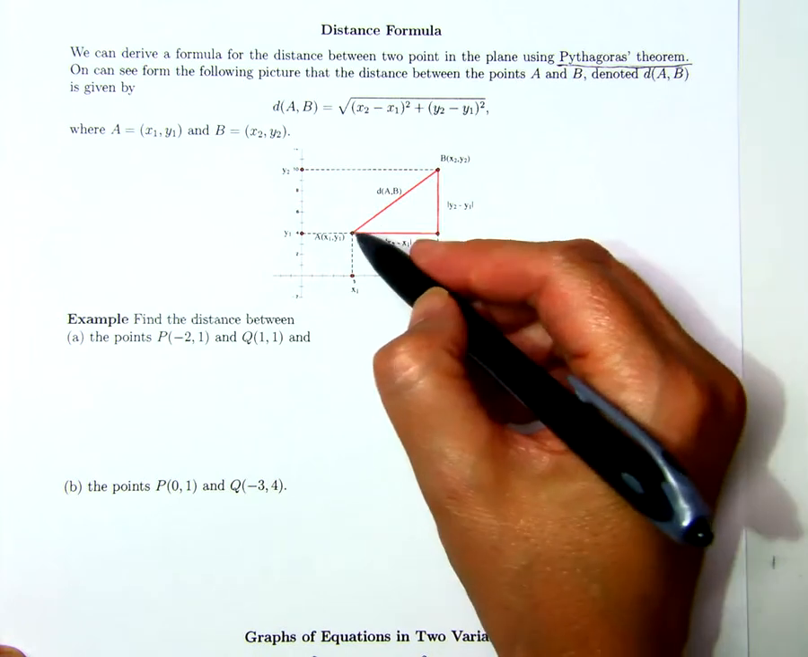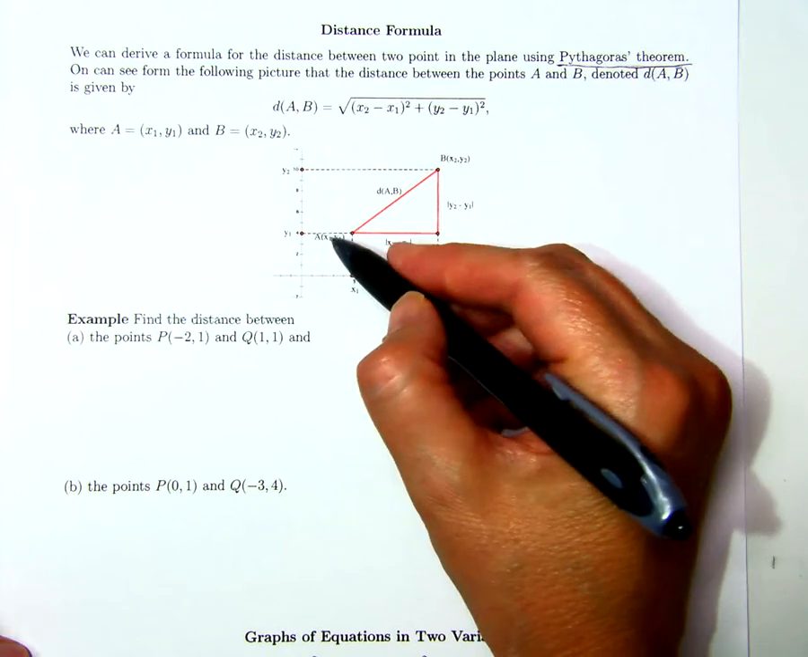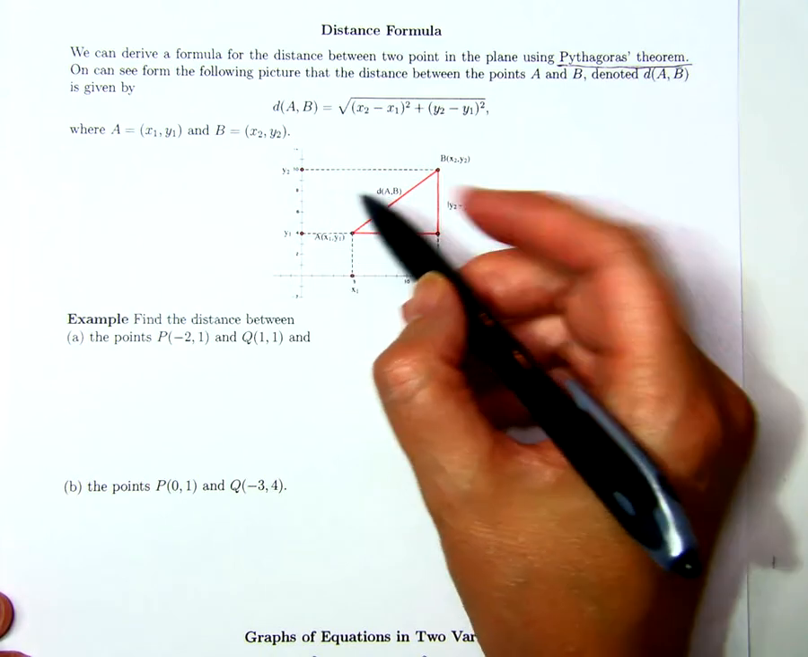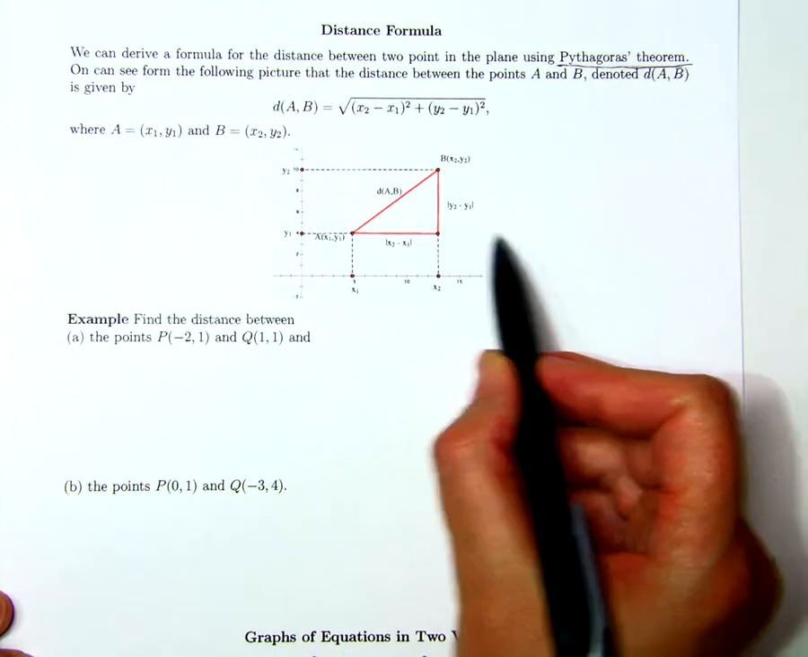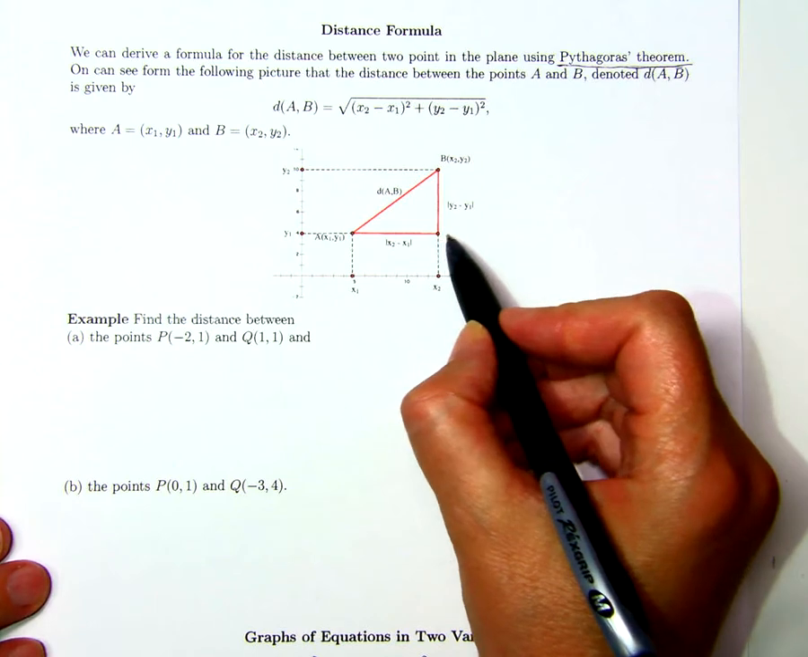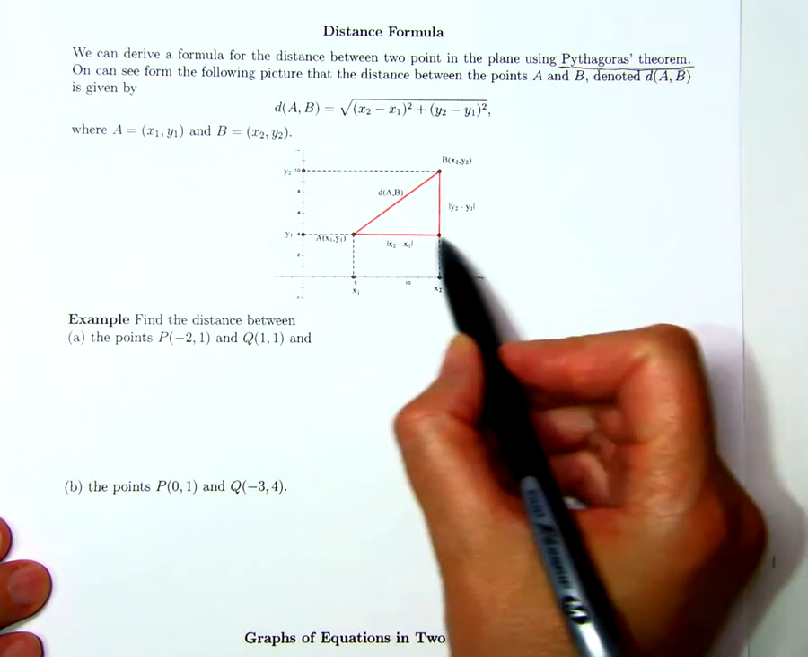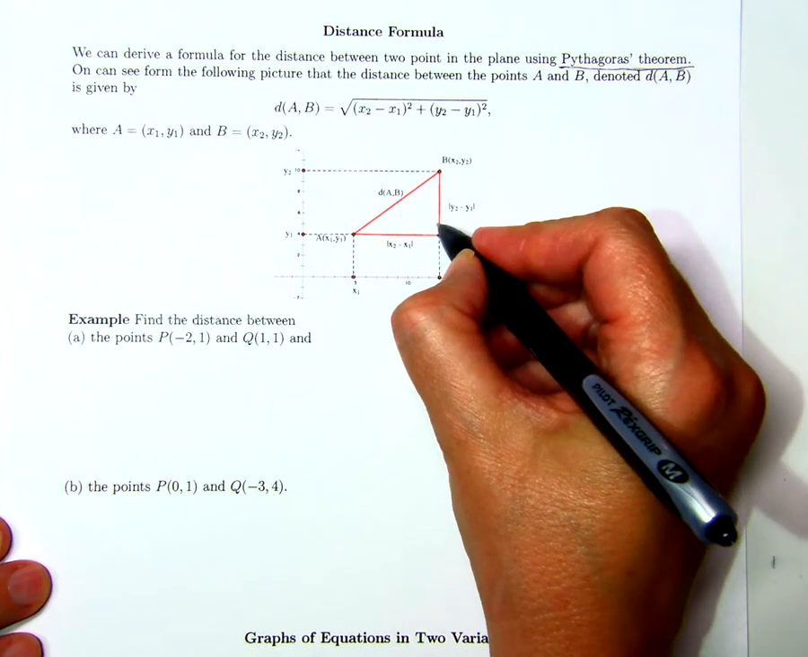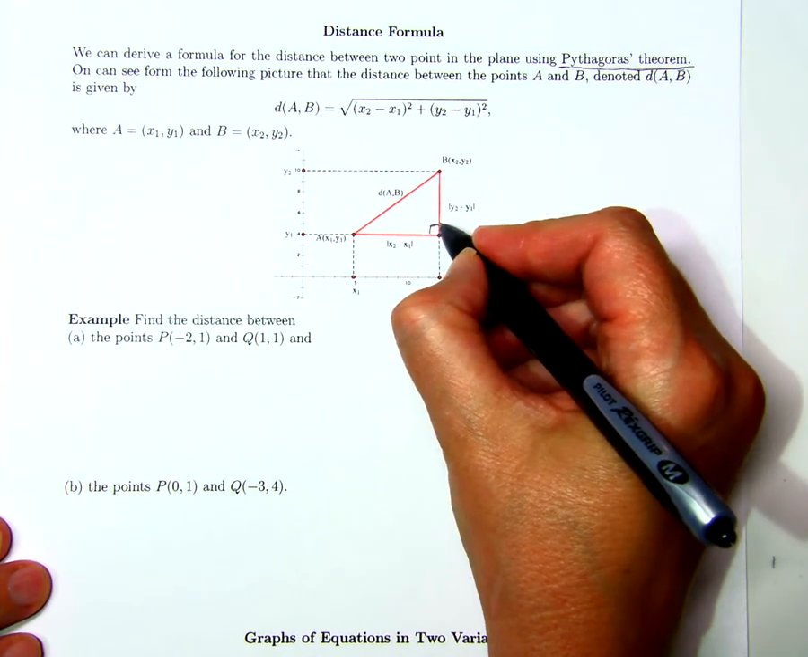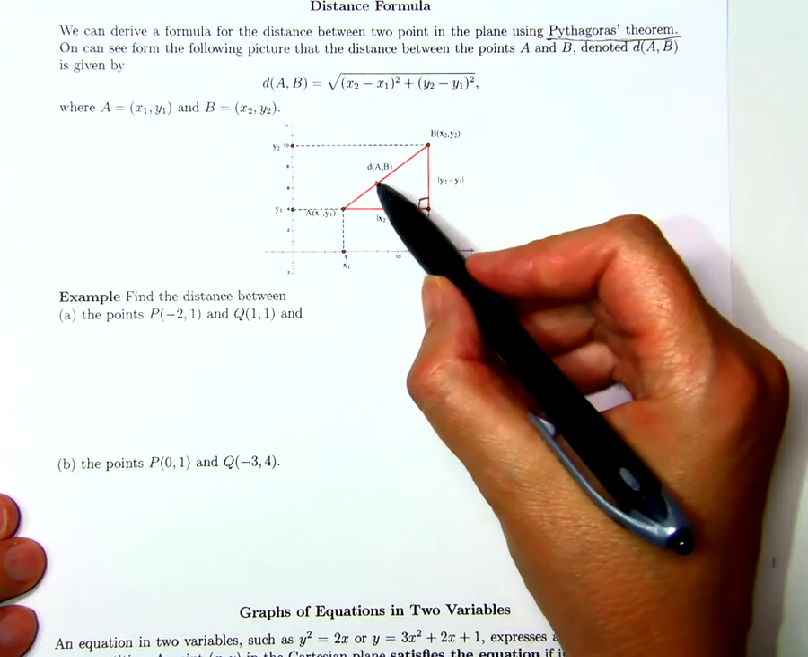dropping a perpendicular from A to the y-axis, and then extending that line beyond A. And these two lines intersect at a right angle because one is parallel to the y-axis and the other is parallel to the x-axis. So I get a right-angled triangle, and of course Pythagoras' theorem applies. And so I get the distance.